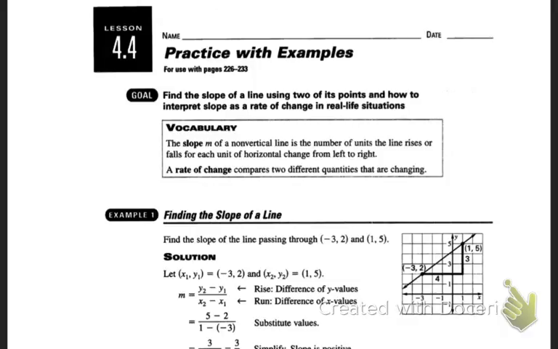All right, look at your vocab. The slope, which is represented by a lowercase m, of a non-vertical line is the number of units the line rises or falls for each unit of horizontal change from left to right. A rate of change compares two different quantities that are changing. So y'all just said rising and running. So slope is represented by your rise over your run.